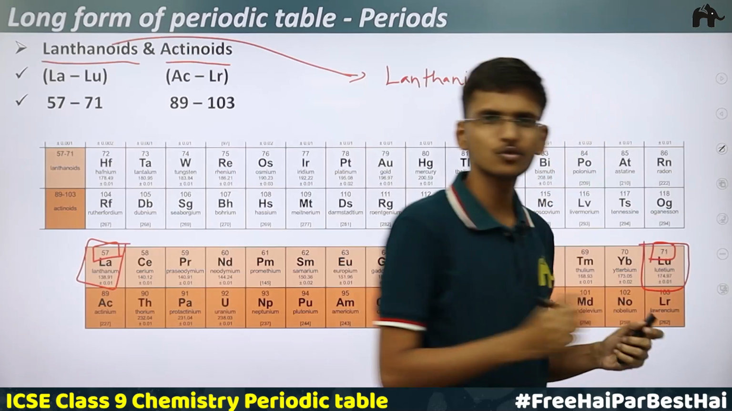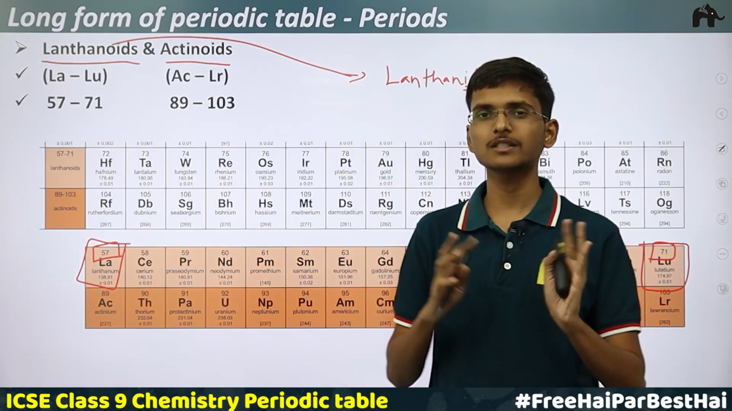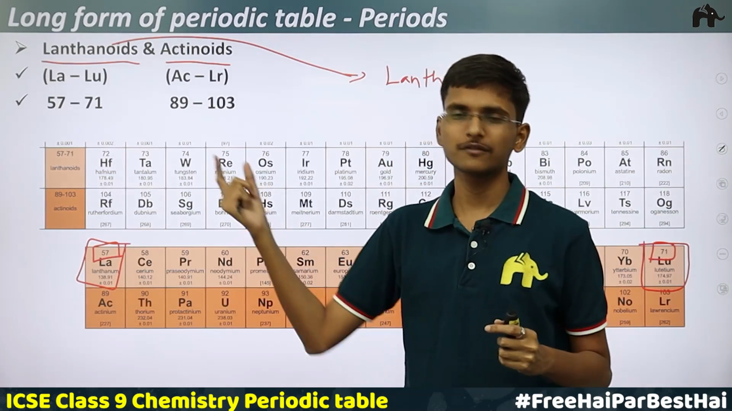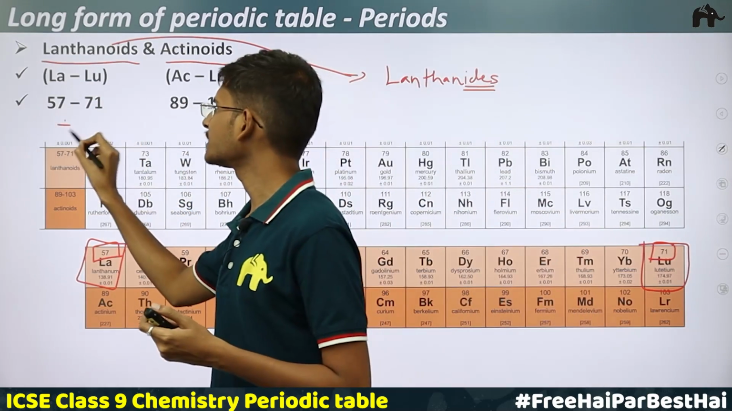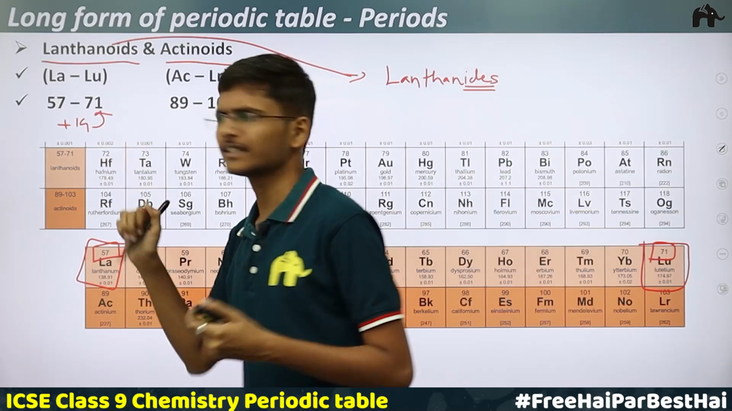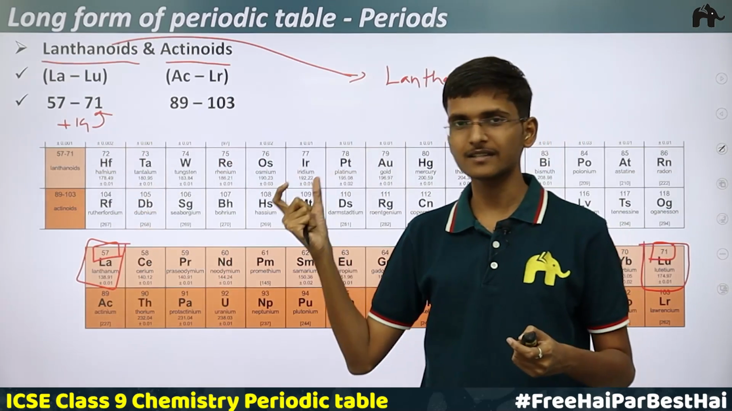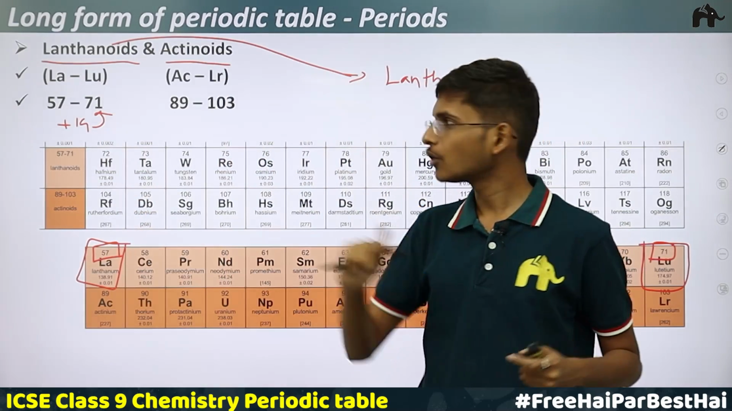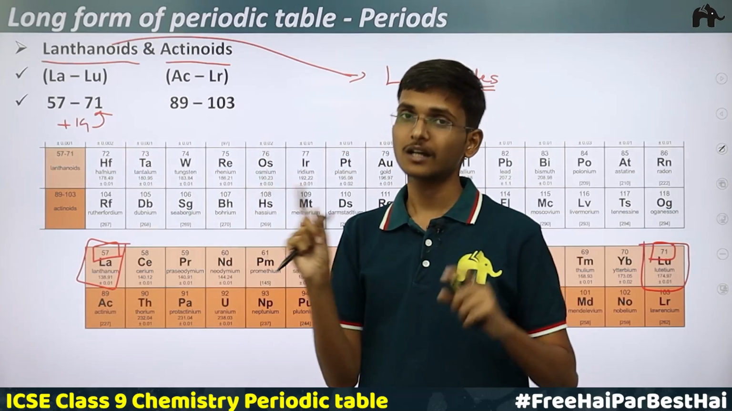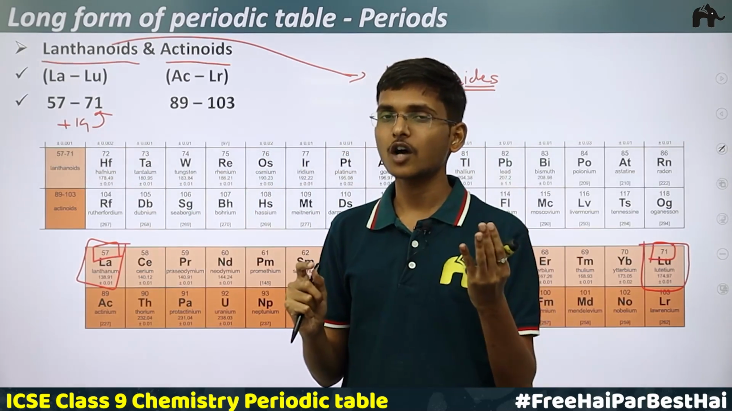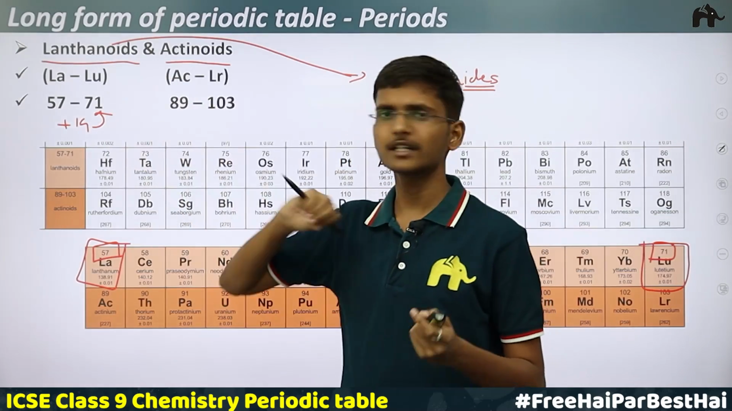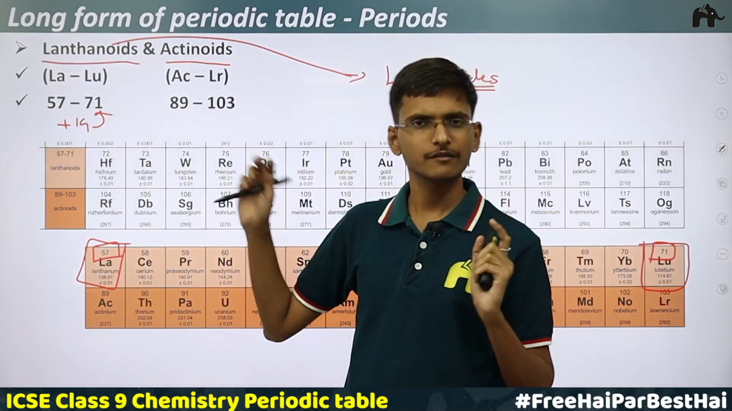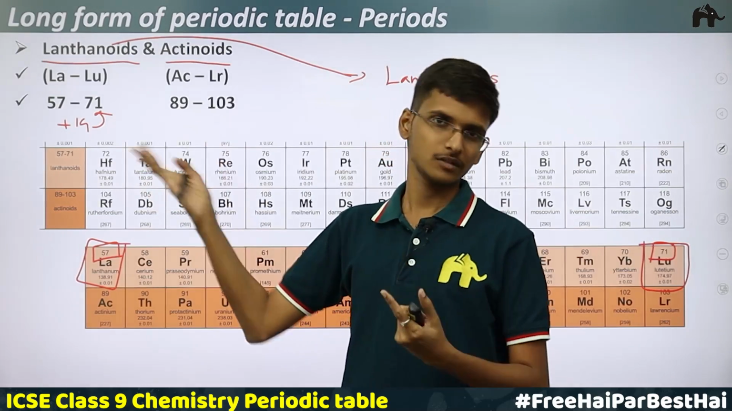If you want to remember the atomic numbers, just remember lanthanum's atomic number and then simply add 14 to it. Adding 14 is very logical, because these are a group of 15 elements and we know the first element's atomic number. How many elements are remaining? 14 elements are remaining, therefore add 14. That's it. Then we get the atomic number of the last element. 57 plus 14, 67, 68, 69, 70, 71.